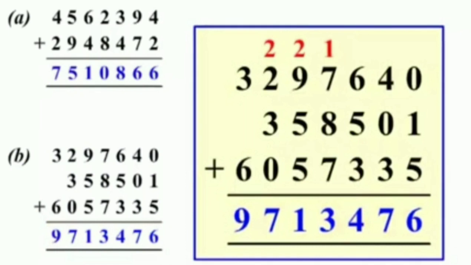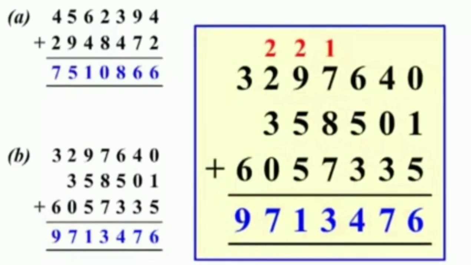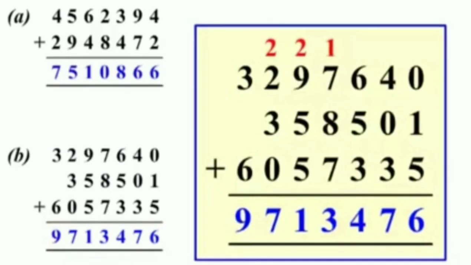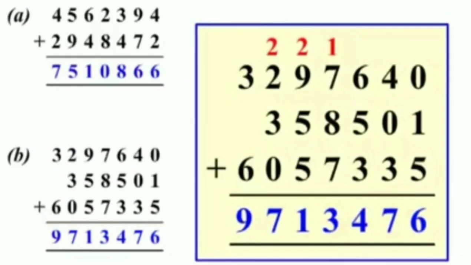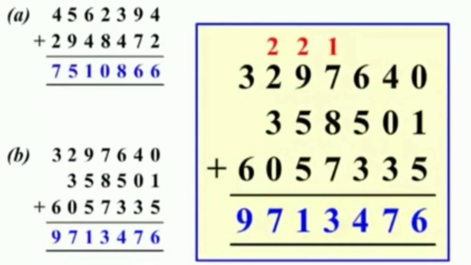Similarly, in another example I have taken 32,97,640 and have added it with 3,58,501 and another addend, that is 60,57,335, and after the addition of all three addends we get the sum as 97,13,476. Similarly, you can do more practice yourself to carry out the addition of larger numbers, that is 8-digit numbers, 7-digit numbers and 9-digit numbers.